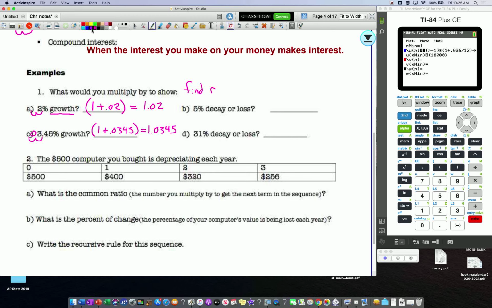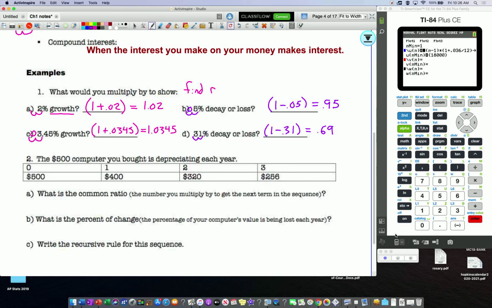Okay? All right, the second one's here. Look at how they say decay or loss. 5% decay or loss, so that means subtract 0.05. Remember, move that decimal over 2 spots. So we get 0.95. So if I'm losing 5%, it leaves 95%. 31%, move the decimal over 2 spots. 1 minus 0.31 leaves 69%, or 0.69 as a decimal. Okay? So hopefully that will help you with the first homework problem.